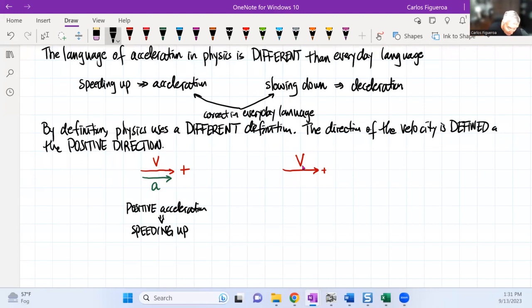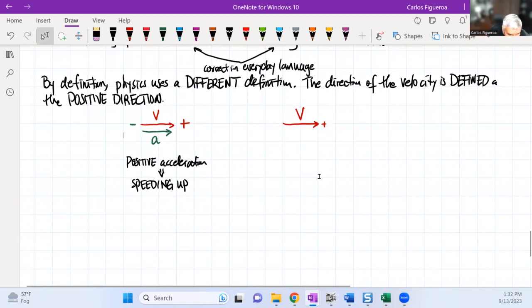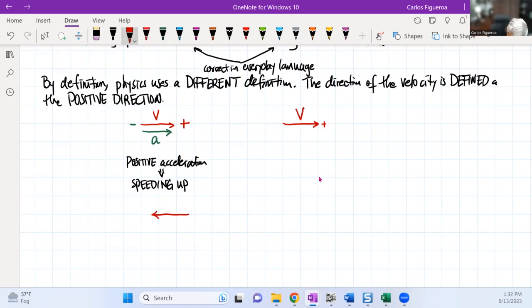So that's if you're going to the right. But here, now check this out. That seems to make sense right there. But wait a minute. What happens if I'm going to the left now? If I'm going to the left like this, and this guy is still the negative direction, and let's say that I have an acceleration that points in this direction, see how the acceleration and the velocity still point in the same direction? That tells you that you're speeding up still.